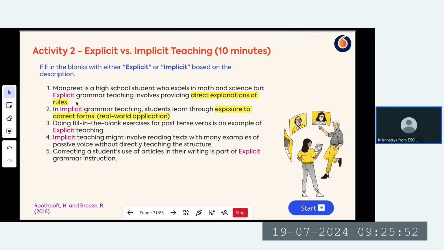Explicit means जो बहुत ज़्यादा rules पर ध्यान देते हैं. Means people who focus too much on rules. Implicit means teachers who focus on real world application. Now, ever since I started teaching in 2009, I have been an implicit teacher, but there is importance for both.